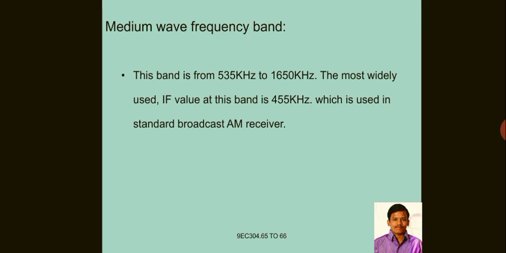This is the medium frequency band. This band varies from 535 kHz to 1650 kHz. The most used IF value in this band will be 455 kHz, as it is a standard value of IF, which is a constant used in AM broadcasting.